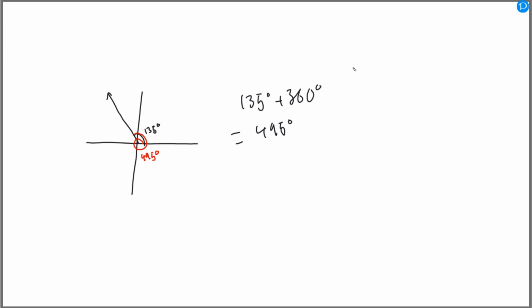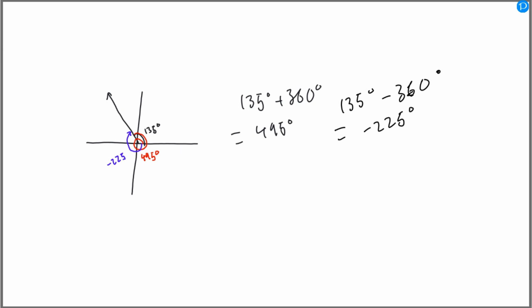Now remember, subtracting also works. So we can do 135 degrees, subtract 360 degrees, and that would give us negative 225 degrees. And that would give us the angle here. Let me change the color. It's negative 225 degrees. So those are some important ideas surrounding coterminal angles.